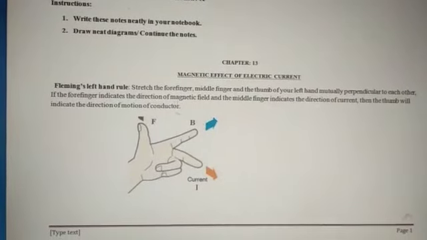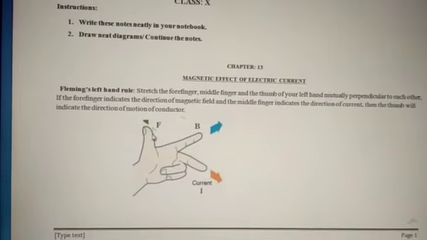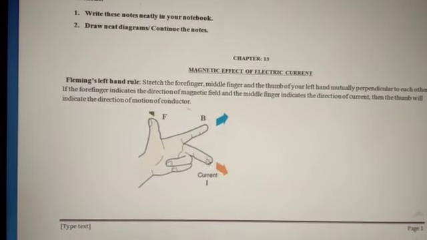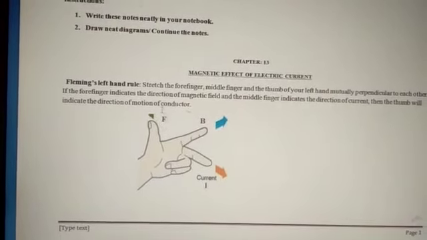So here is the left hand. I am stretching the forefinger, the middle finger and also the thumb perpendicular to each other. I need to find out the direction of the current, the magnetic field, and how the force is applied on the conductor. Now, what does this particular rule say? I am stretching the forefinger, middle finger and thumb in this manner.